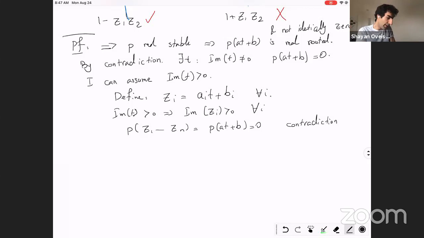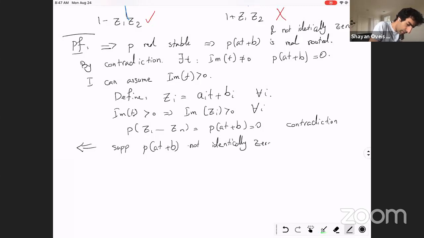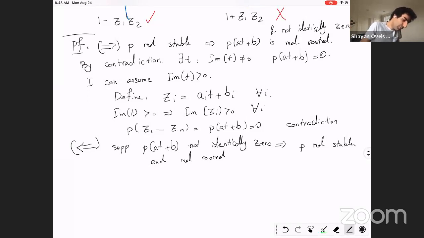I'm not going to do that, but you can also do the reverse direction. So the reverse direction is now: suppose P of AT plus B is not identically 0 and real rooted for all A positive and B in R^n. I want to argue that P is real stable. It's basically the same idea. Again, you do proof by contradiction. You assume that P is not real stable.